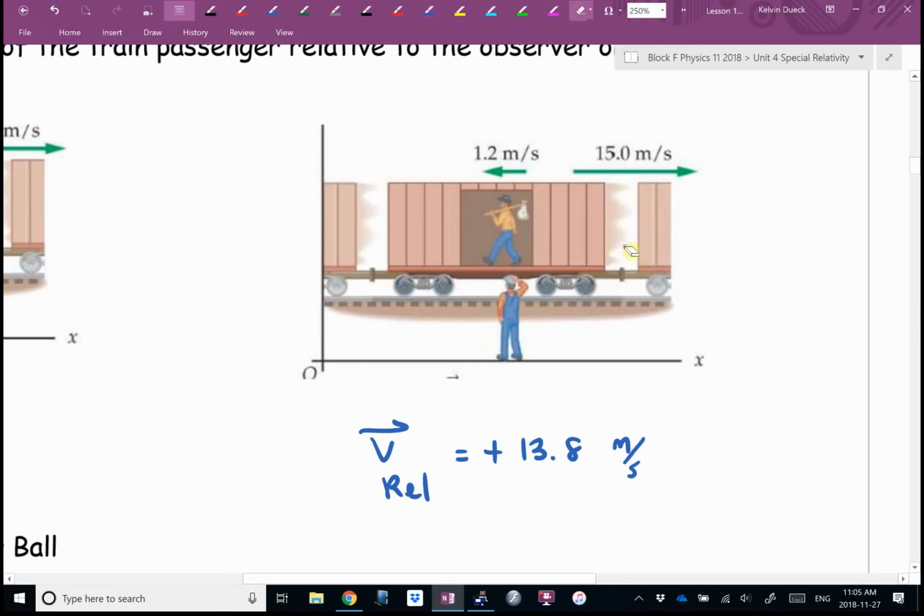What if, first of all, this train car was really long? And what if this person sprinted to the left at 15 meters per second? What would the farmer see as their relative velocity if they were running this way at 15 meters per second while the train was moving this way at 15 meters per second? As a number exactly? 0.